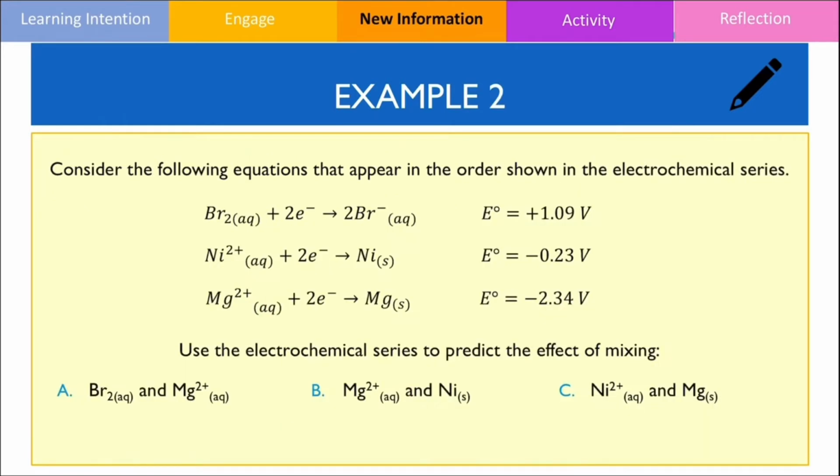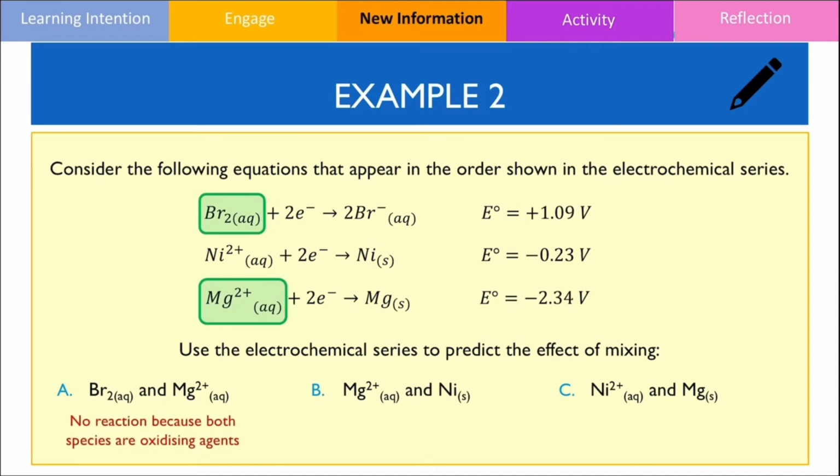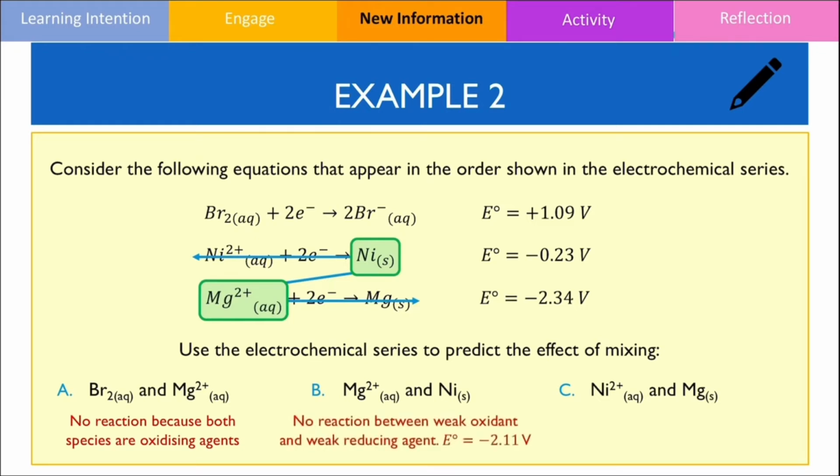In this second example, we are given 3 half equations and we want to find out whether mixing certain reactants together results in a spontaneous redox reaction. For part A, we are reacting bromine with magnesium 2+ ion. Because both species are oxidants, a redox reaction cannot take place since a redox reaction requires an oxidant and a reductant. For part B, the reaction between magnesium 2+ and nickel is also not going to be spontaneous. We know this is the case since we are unable to draw a backward Z shape, but the reason why it is non-spontaneous is because the overall cell potential was not above 0 volts.